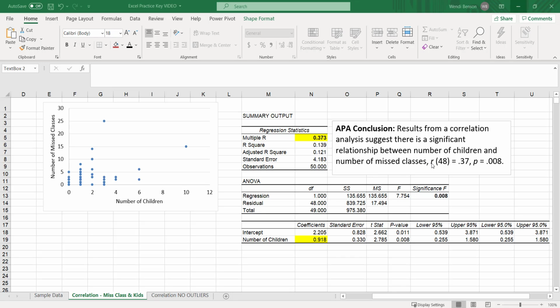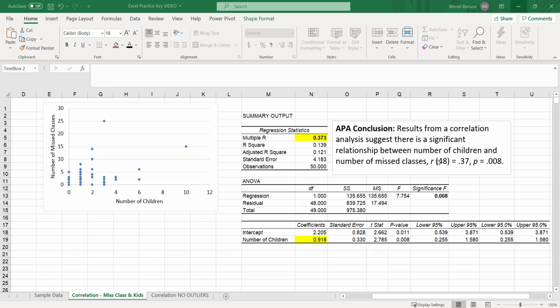Then you have the italicized r to represent Pearson's r correlation coefficient. In parentheses, you put the degrees of freedom, which you can find right here as degrees of freedom residual, or you can just take the sample size minus 2. And then you put your correlation value of 0.37, right? It's rounded, comes from here. Then a comma, space, italicized p.